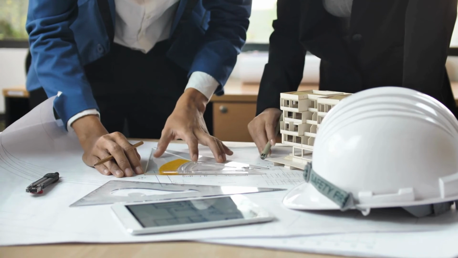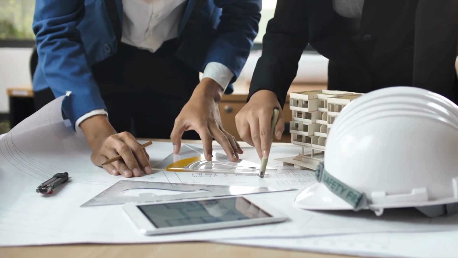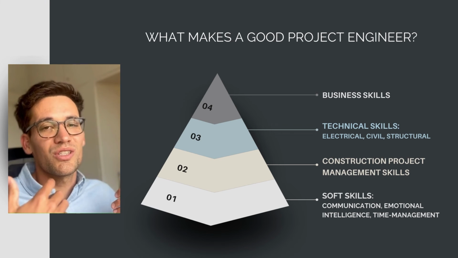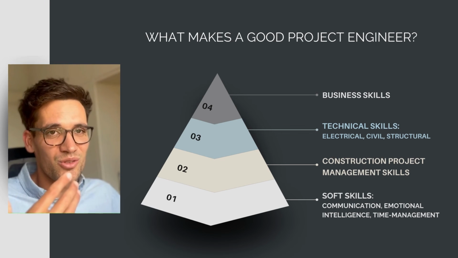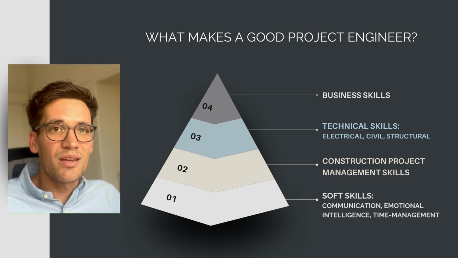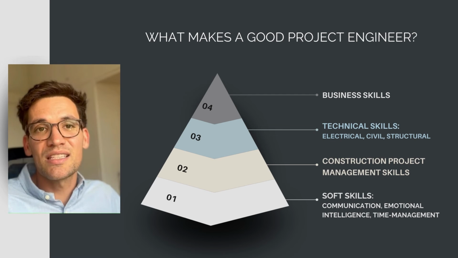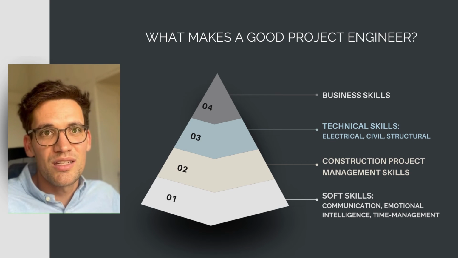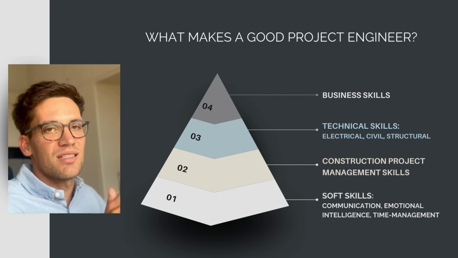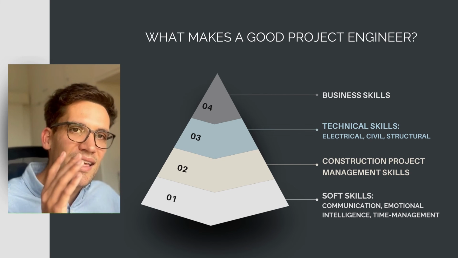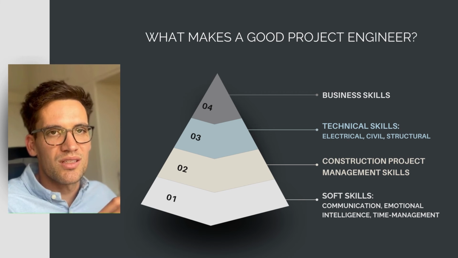While they're much less important than what's required for a design engineer, you do need technical skills. If you're an electrical project engineer, you need to understand electrical engineering. You'll be ordering electrical cables, you'll be checking that electrical works are correct, you'll need to organize test meters, so you need to know what type of test meters you need. So you do actually need an understanding of technical skills. However, it's much, much less important than what a design engineer needs.